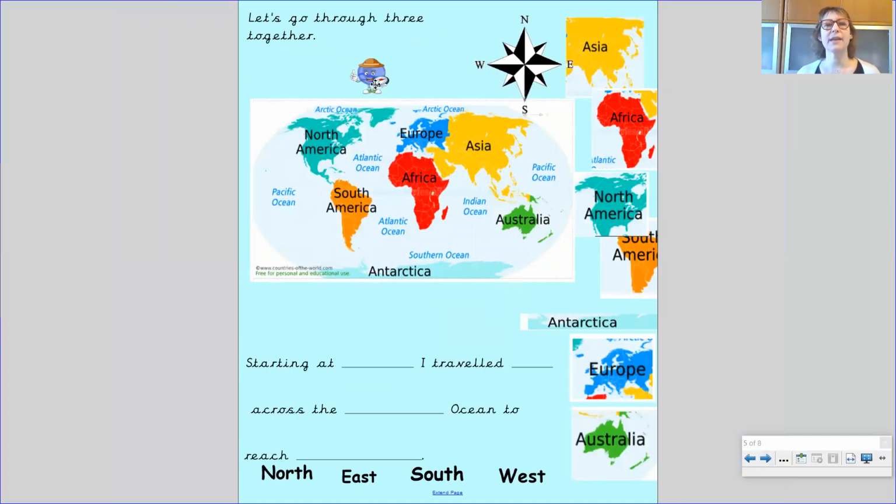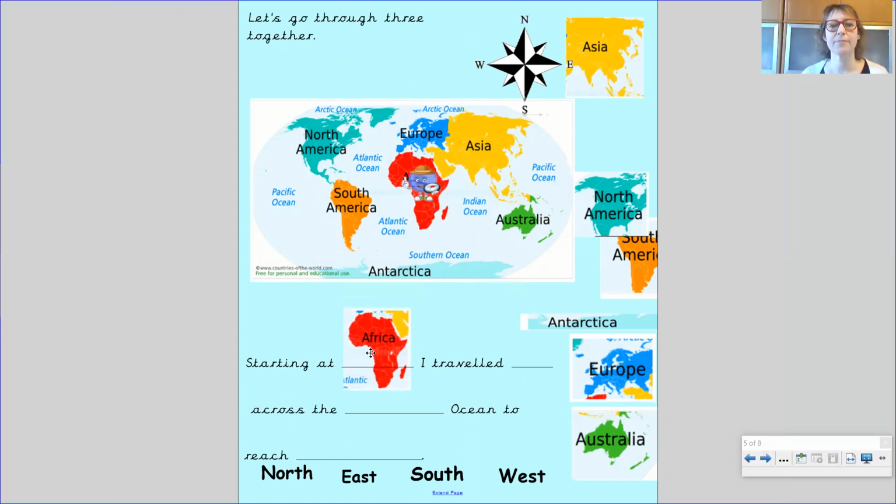So let's have a look at the map of the world. And I've got a very, very small little man right here. So let's take a point. Let's start him on Africa. Now, he can travel north, south, east, or west. And I think I'm going to just choose east. There wasn't any reason, it was just the one that caught my eye first. So he's going to travel east. He's going to go this way.